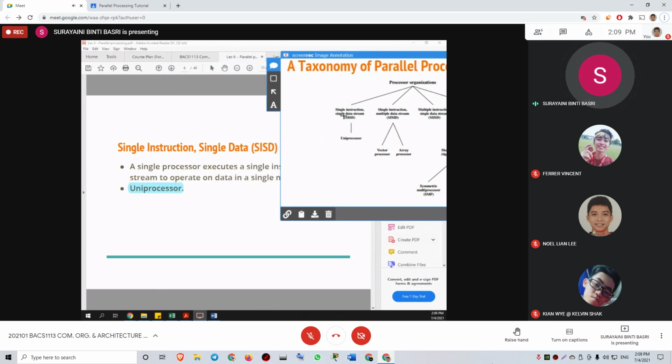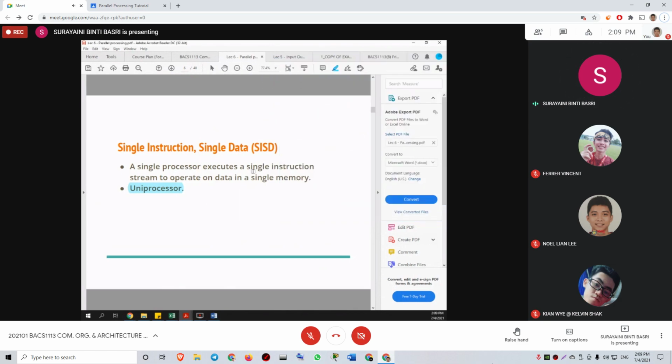Okay, so SISD means it can run a single instruction using a single data stream. SISD is a single processor because it is a uniprocessor, so it only uses one processor to execute a single instruction stream to operate on data in a single memory. So it only uses a single memory, a single CPU, and a single instruction stream.